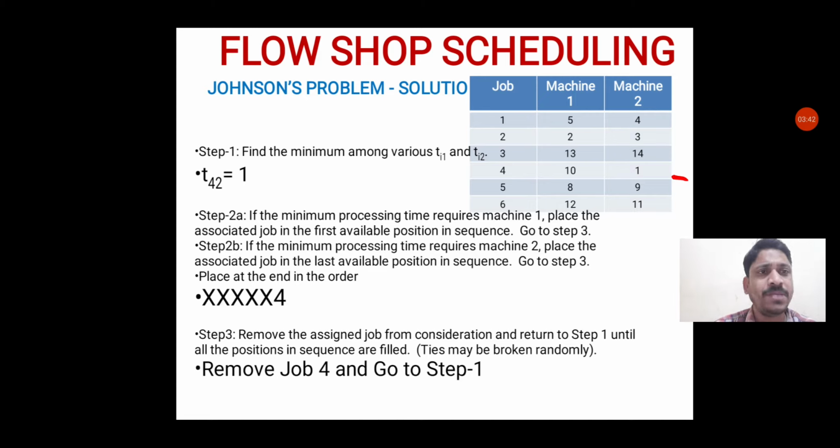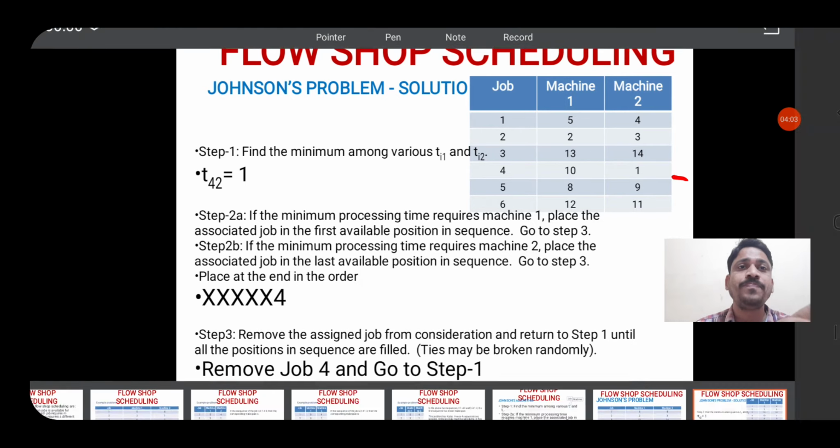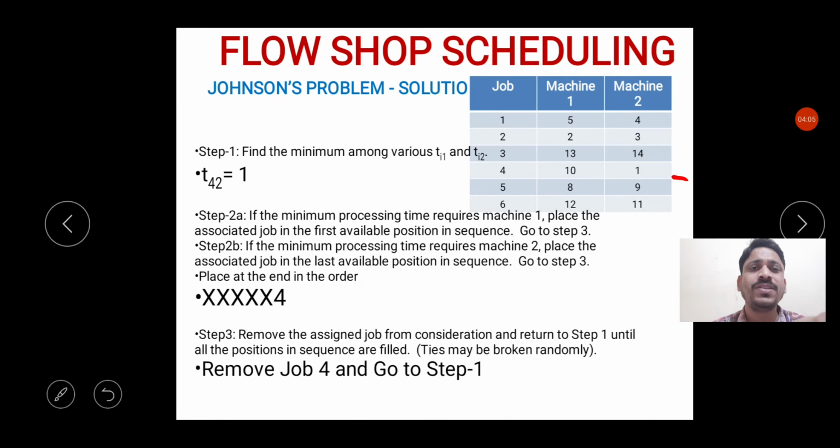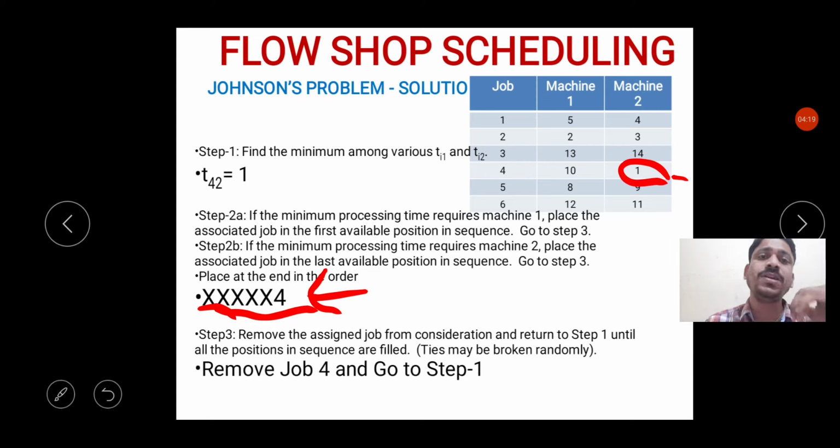If the minimum processing time is on the 2nd machine, then you have to place the concerned job at the end, right? From the last, whatever the available space is there, you have to arrange it there. So as there are 6 jobs, I have taken 6 spaces here, and among these 6, as 1 is on the machine 2, I am placing it from the last available space. So the job 4 has come at the end.